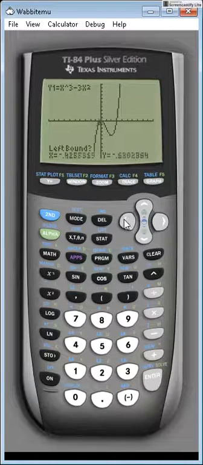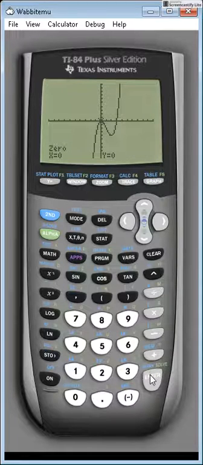And it says left bound. I want to enter something to the left, and I want to enter something to the right. And then I go back to it and make a guess. So 0, 0 is actually 0.